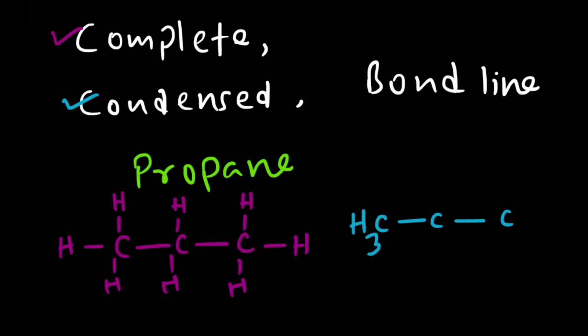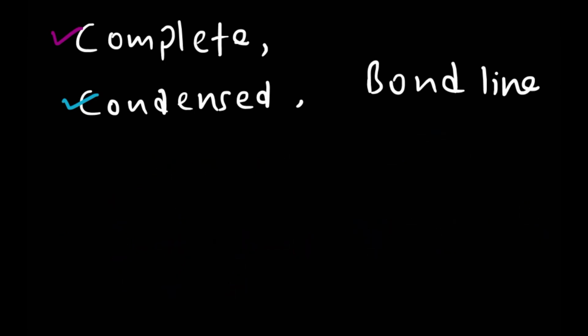So it will look like CH3, CH2 and CH3 like this. So it is a condensed structure. Now for the bond line, we don't need to write any kind of bond, we can just make the skeleton of the compound. It will look like this. This is the bond line structure for the propane molecule. Okay, let us take another, slightly more complex example.